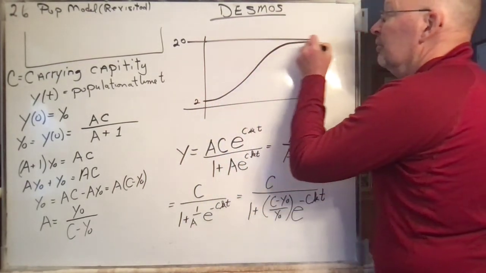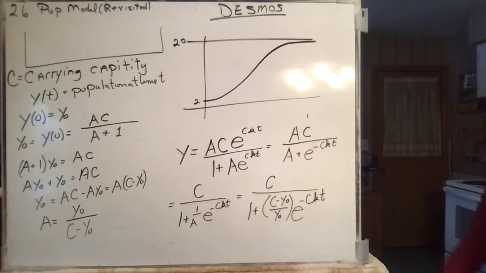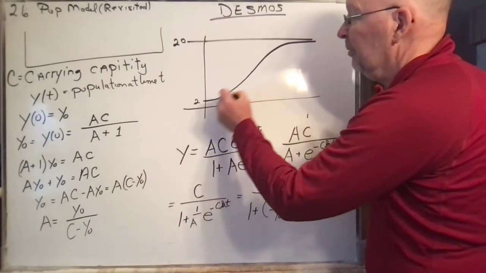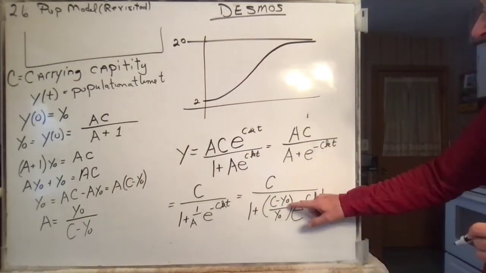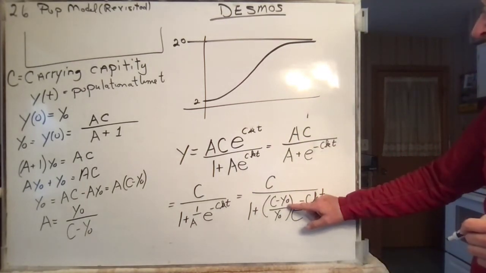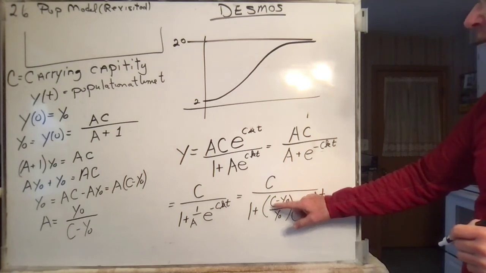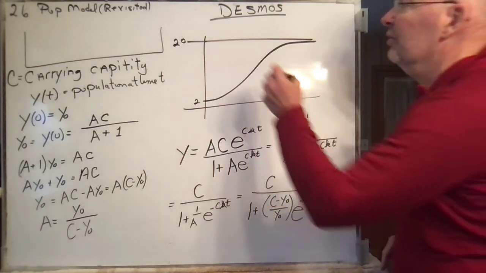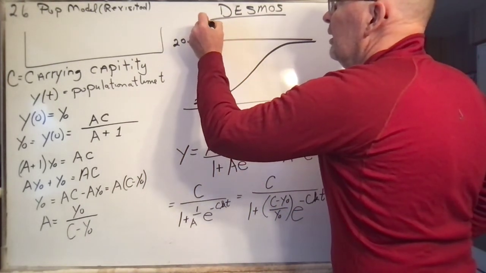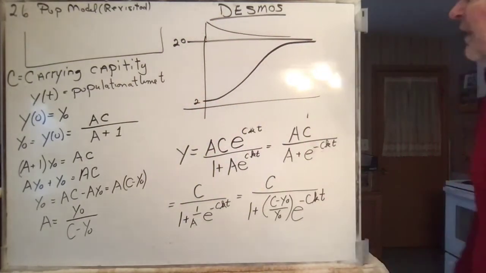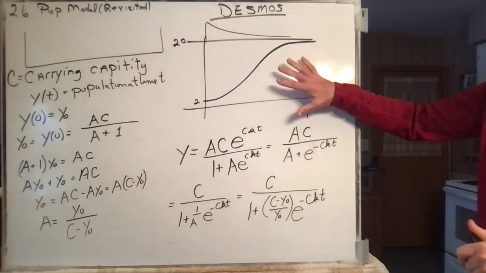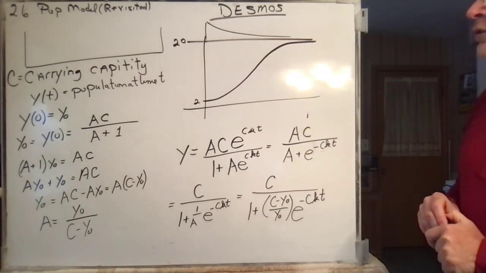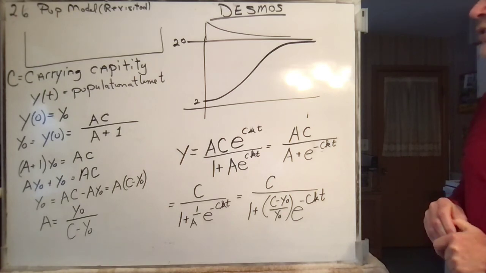It should be something like that, which starts off as an exponential growth, and then once it gets up to 20, it levels off. If you choose your y naught to be something larger than the carrying capacity, so keep C at 20 and choose your y naught to be 30, you should see that it goes down like that, just like what we saw before. Okay?